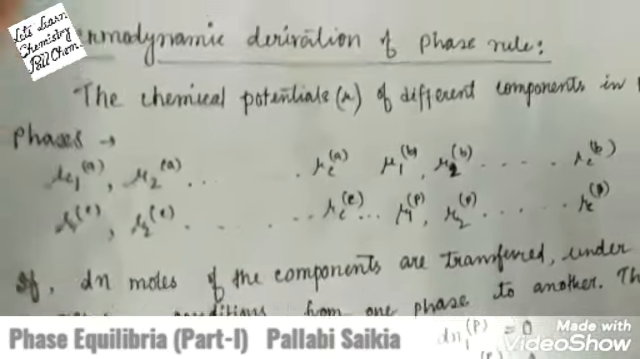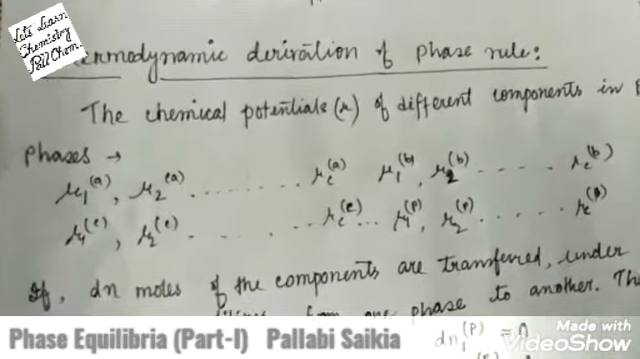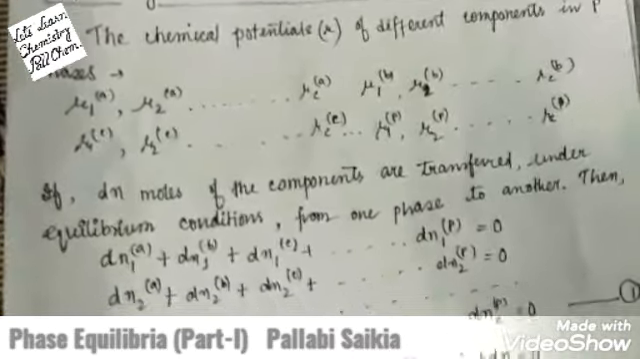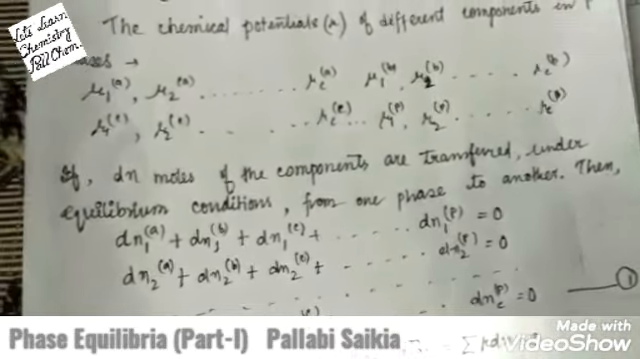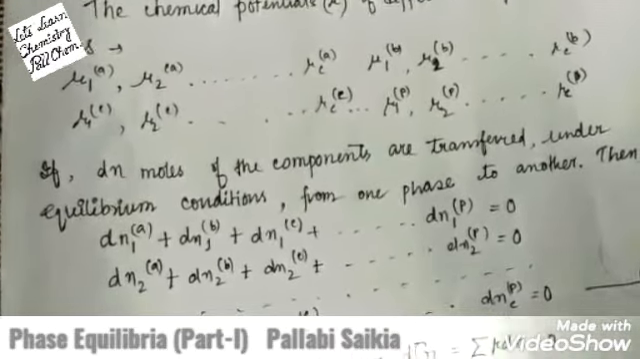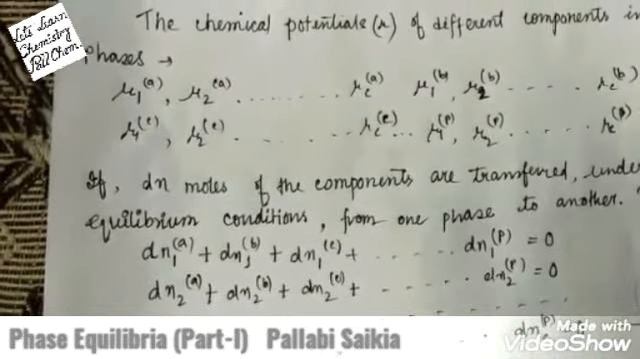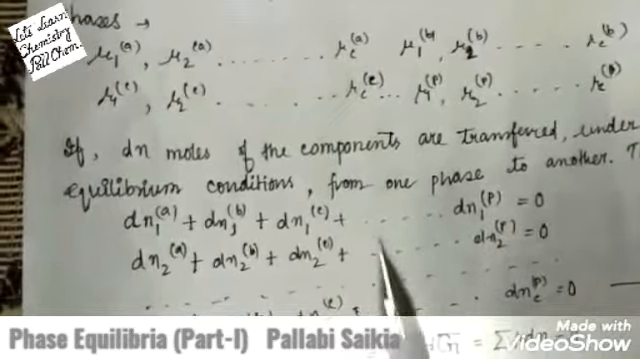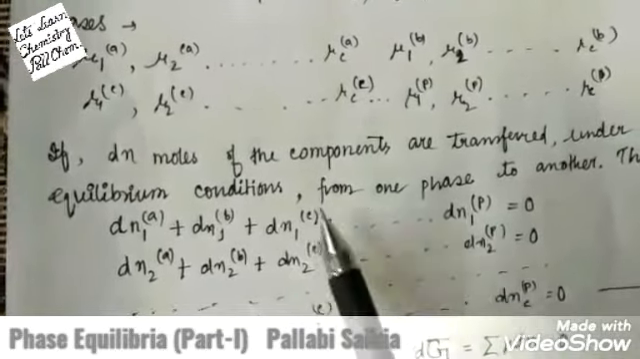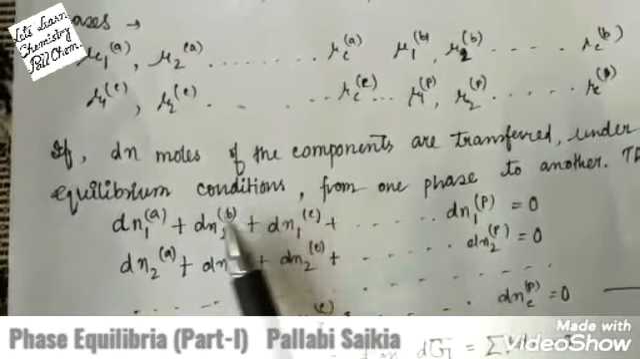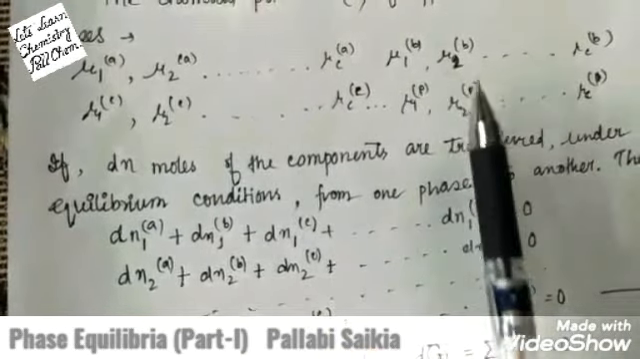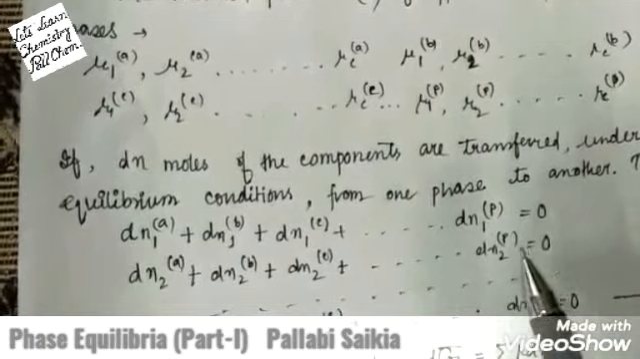So these are the chemical potentials for different components in different phases. Now, dn moles of the components are transferred in equilibrium condition from one phase to another. Suppose dn moles are transferred, then since these are in equilibrium condition, the number of moles of each component in each phase will be changed equally.